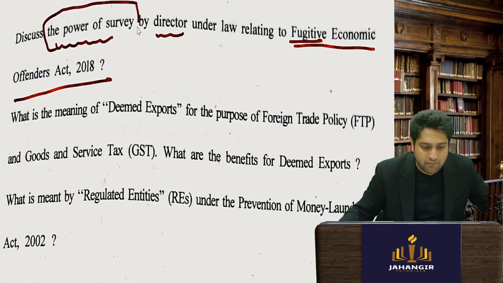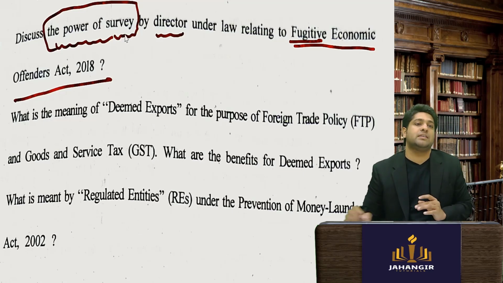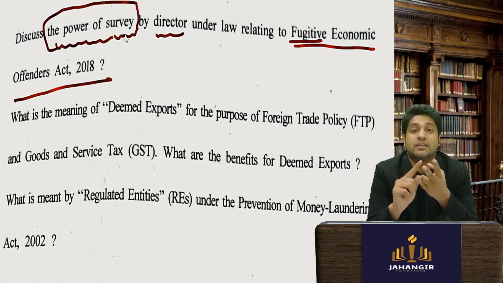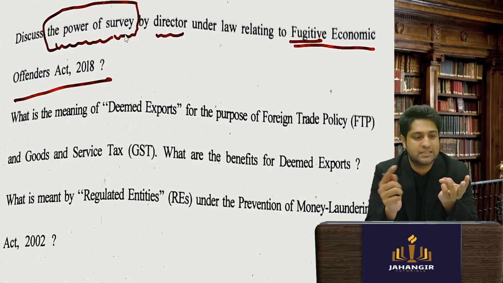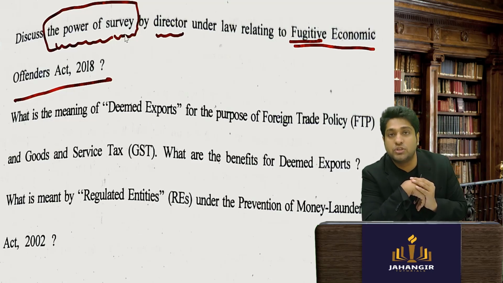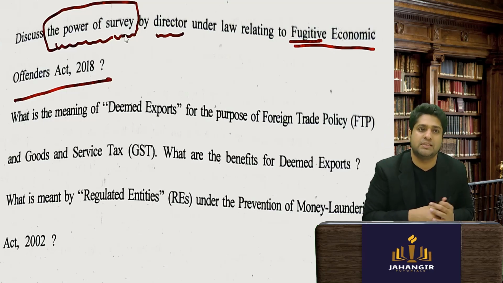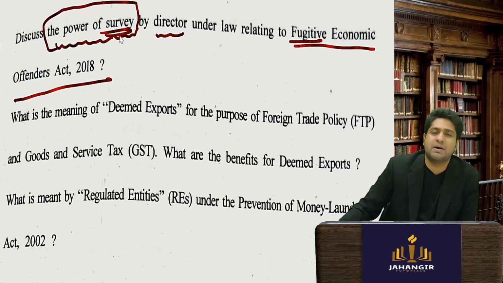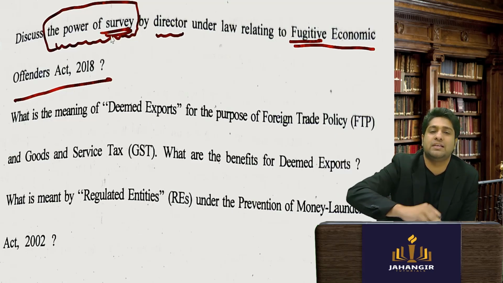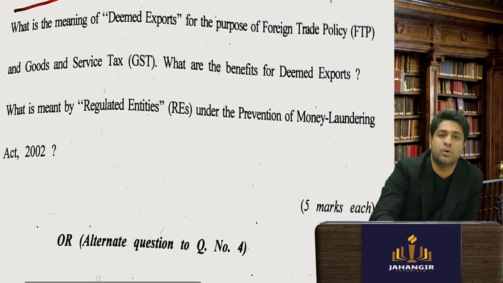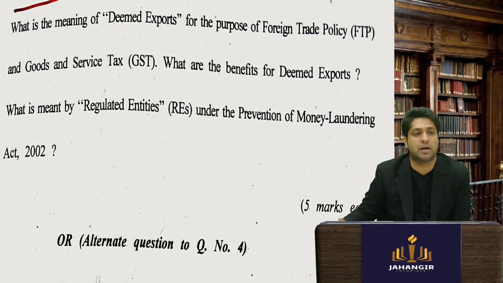So the power of survey under the Fugitive Offenders Act is, first of all, they can enter into a premise, they can search any place, in survey they can ask for information, they can take custody of any goods or any kind of documents, they will put a seal on what all they are doing, and then they will survey. So what is the power? Normally they can survey everything, they can even break locks, etc. So these are actually officers who are catching people like Vijay Mallya.